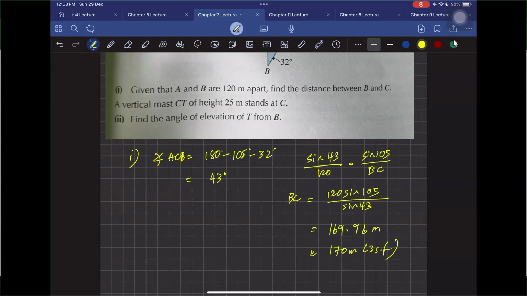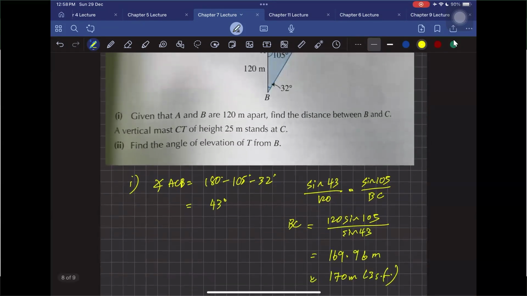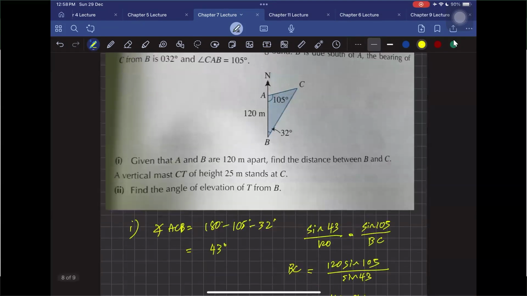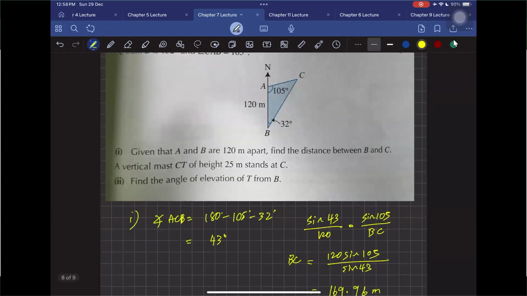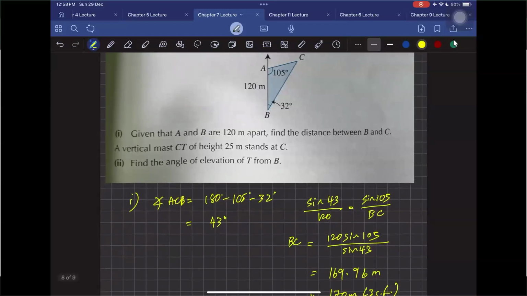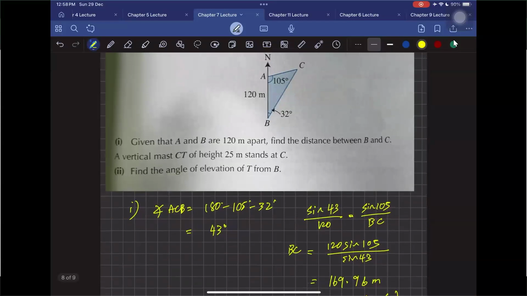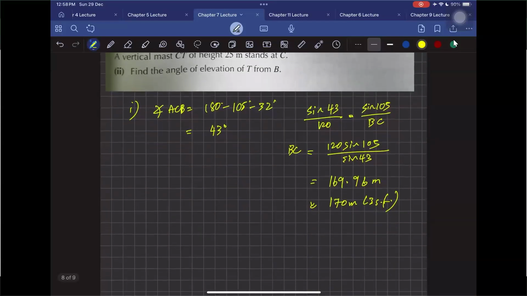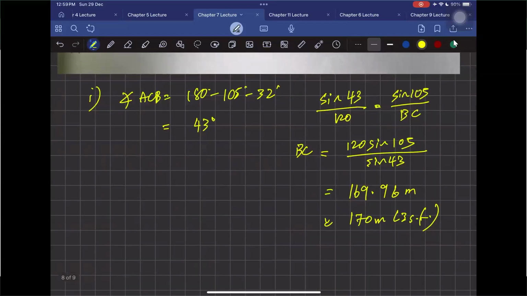Then after that, you're given that you have a vertical mast CT of height 25 meters, which stands at C. So this is where your 3D portion comes in. So find the angle of elevation of T from point B. Okay, so again, it may seem hard, but once you draw it out, this question becomes very easy for you. So first step, always draw it out.